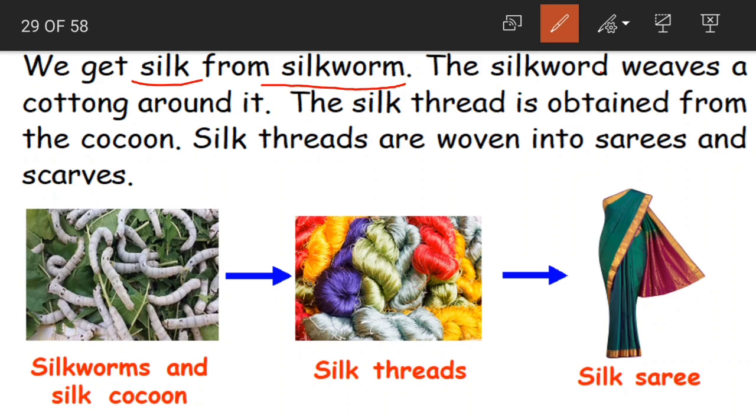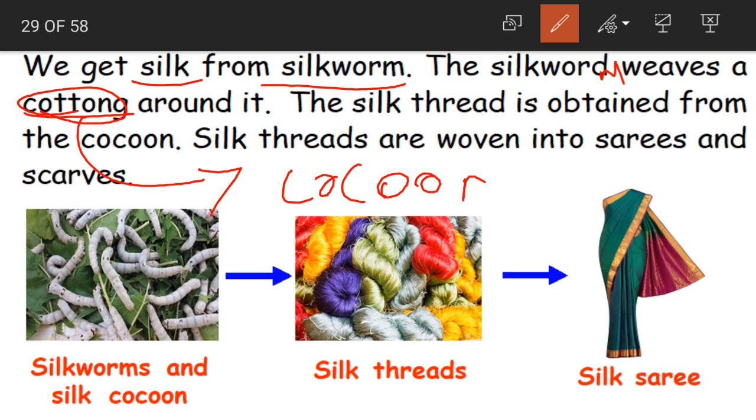The silkworm weaves a cocoon. Actually, this is cocoon, children. This spelling is wrong, I'll just write it here. C-O-C-O-O-N, cocoon. The silkworm weaves a cocoon around itself. The silk thread is obtained from the cocoon.